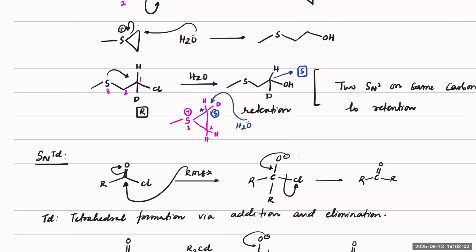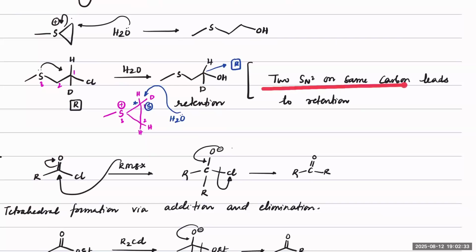So what happened? Just like in SNi, there was retention. Here also there is a double SN2 reaction happening. One is an internal SN2 reaction, one is an external SN2 reaction. Because of that, again there is retention in the configuration. So R will remain overall R. Clear? There are two SN2 reactions happening on the same carbon that lead to retention of the group. Any doubt here?